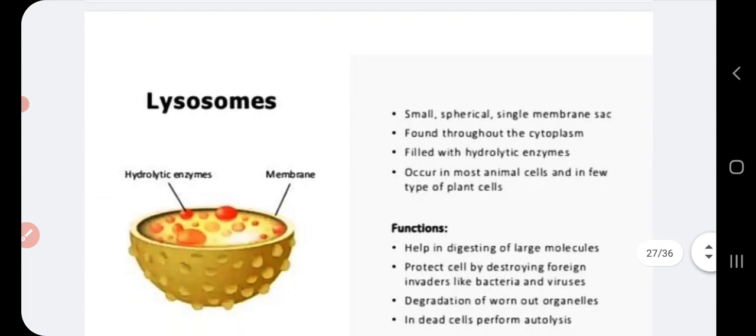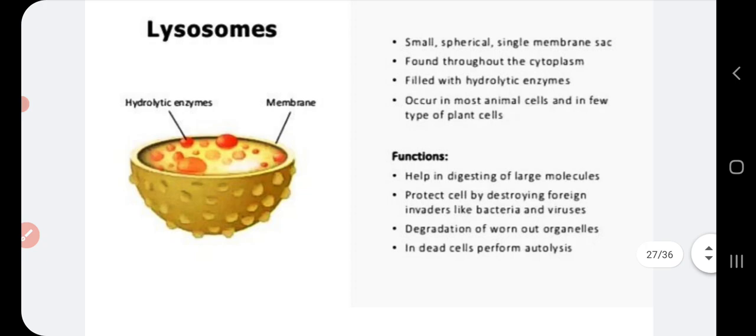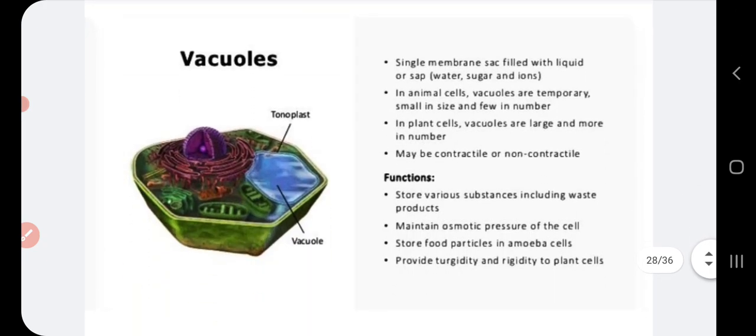Now the next is the lysosomes. Lysosomes means the small spherical membrane sac, and they have hydrolytic enzymes and the membrane. These 2 points only you have to keep in mind: hydrolytic enzymes are present and the membrane is present in the lysosomes. But just finish. Now the vacuoles.